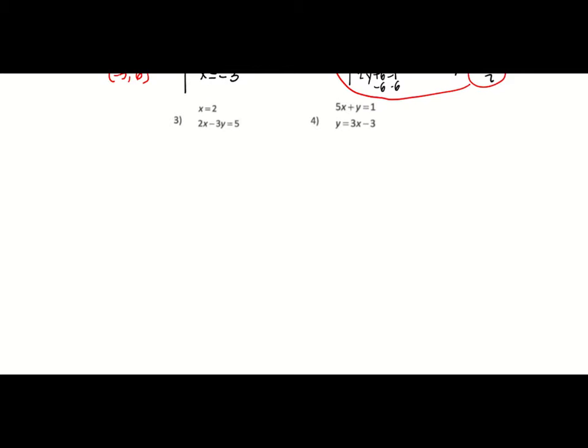Number 3, solve and substitute. We have one side of the equation solved by itself, we already have x equals 2, and that means my other equation is what I substitute into. I'm going to take that 2 and plug it in for x. When I do that, I have 2 times x, so that becomes 2 times 2 minus 3y equals 5.